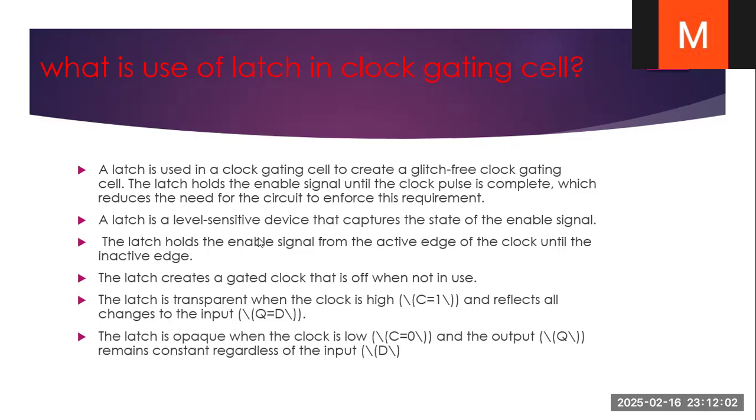A latch is a level sensitive device that captures the state of the enable signal. A latch holds the enable signal from the active edge of the clock until the inactive edge. A latch creates a gated clock that is off when not in use. A latch is transparent when the clock is high and reflects all the changes to the input. A latch is opaque when the clock is low and the output remains constant regardless of its input.